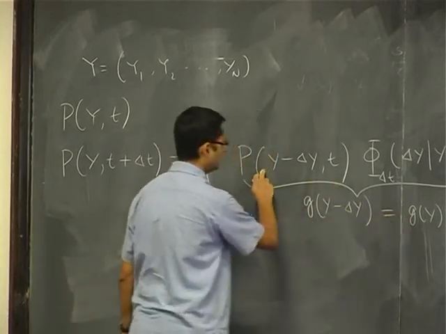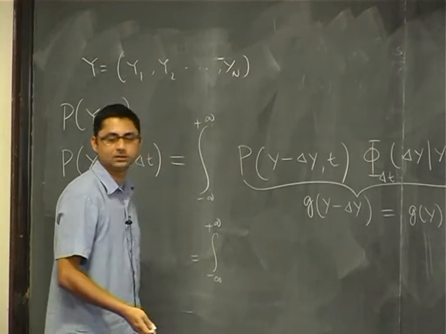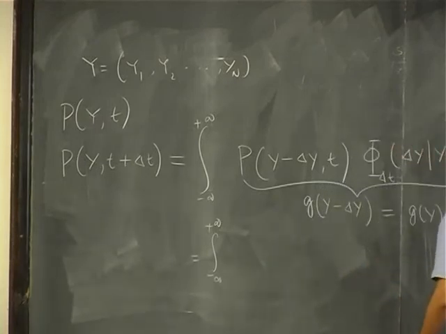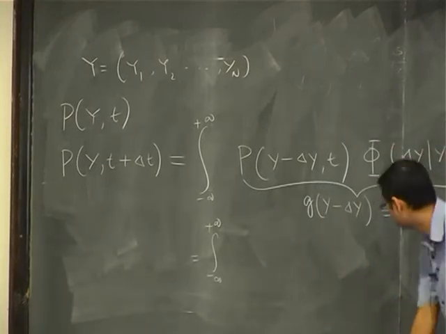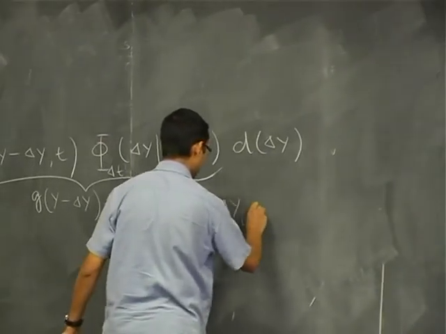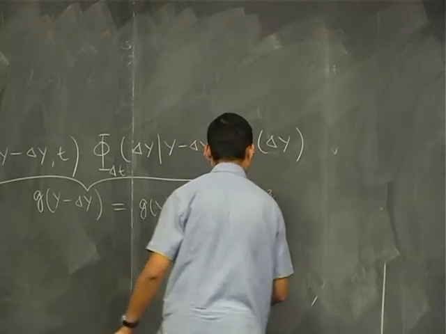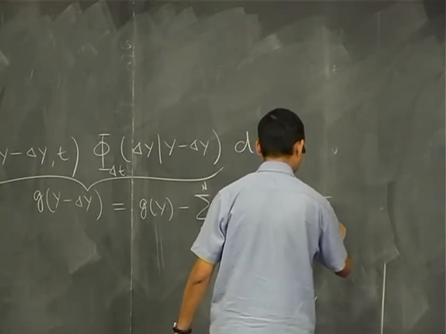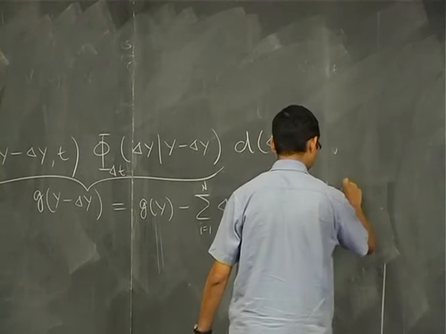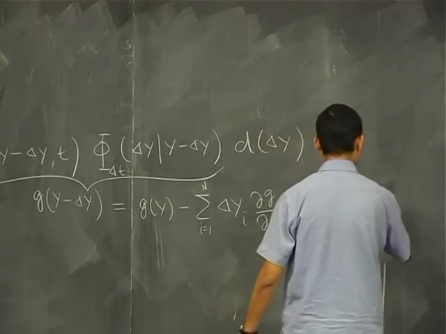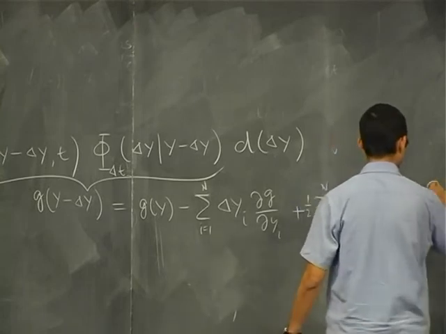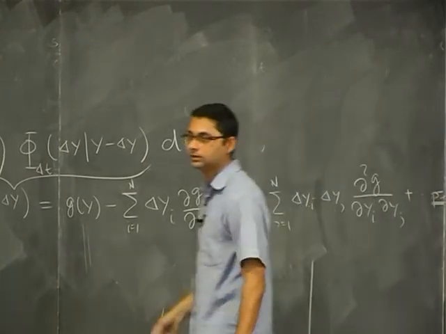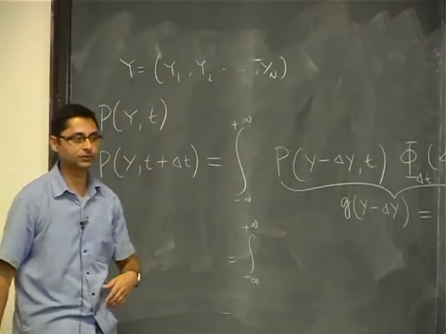So, what is g of y? G is p times phi. Y is my... so in fact, delta yi, del g del yi goes from i equal to 1 to n, plus i equal to 1 to n, j equal to 1 to n, half delta yi delta yj del 2g del yi del yj plus the... right. So y is this one.